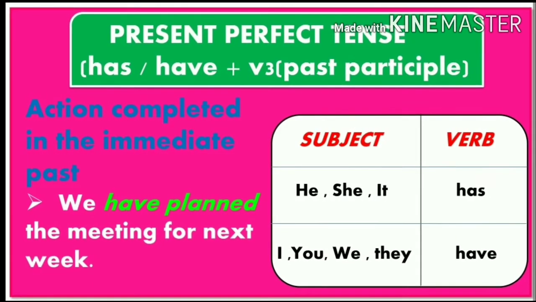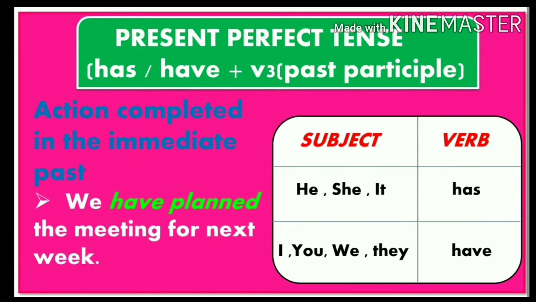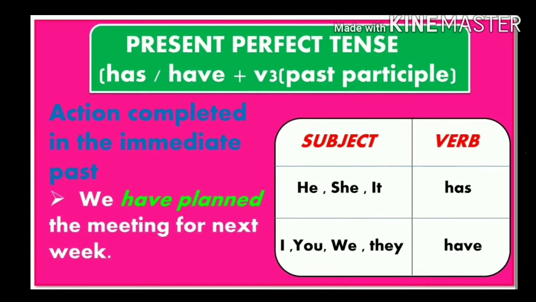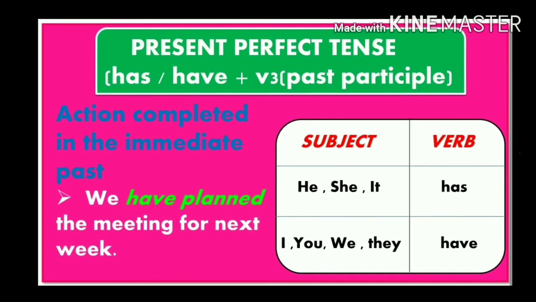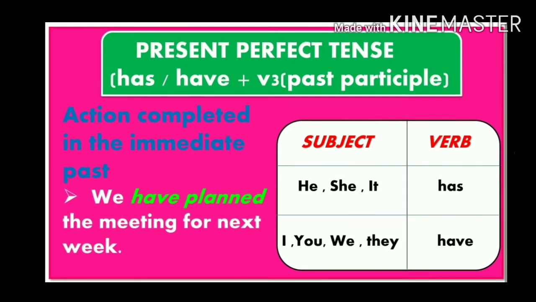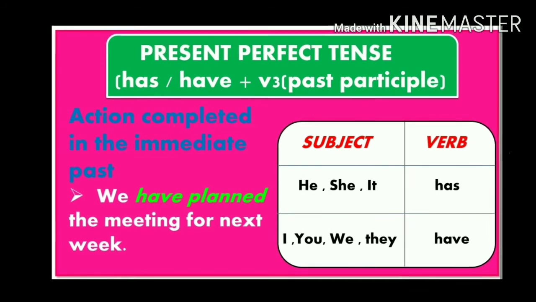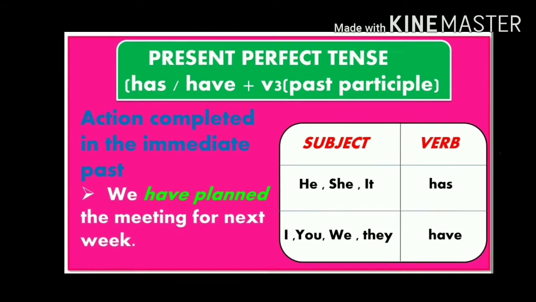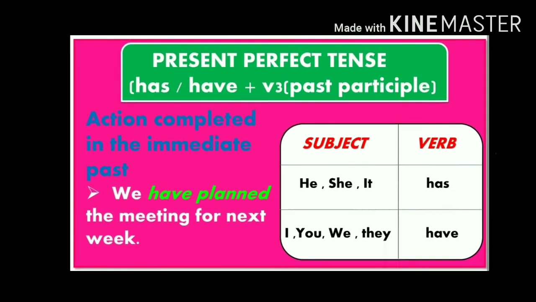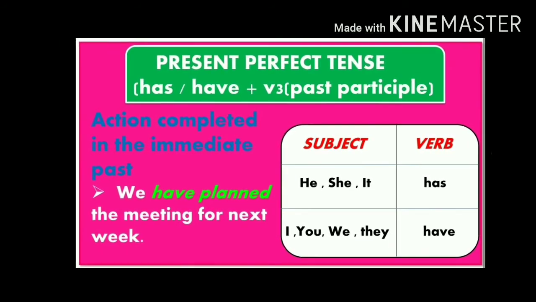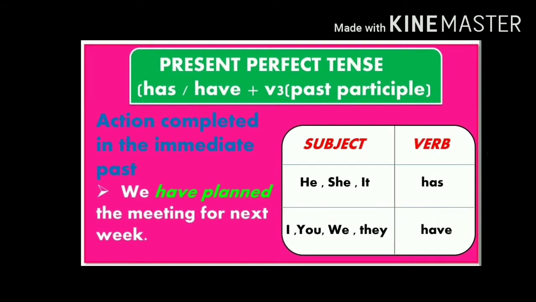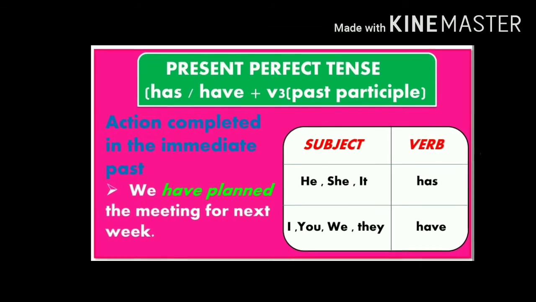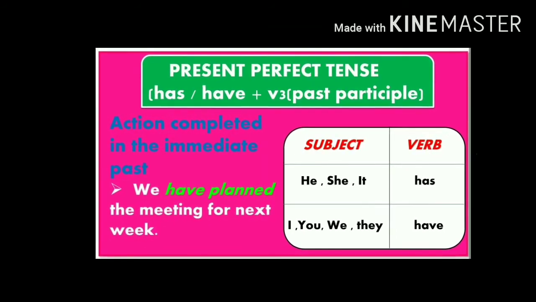Next we see present perfect tense. The present perfect tense is used to describe something that happened in the past, but the exact time it happened is not important. The verb form used here is has or have plus verb 3, that means past participle verb. For the singular subjects, we have to use has as a verb. For the plural subjects, we have to use have as a verb.